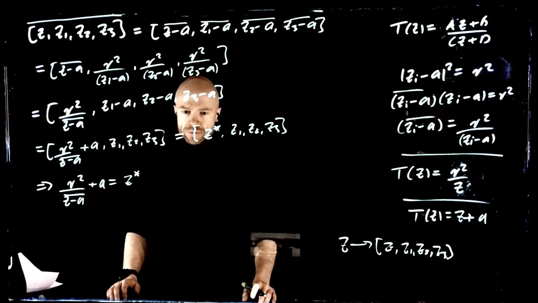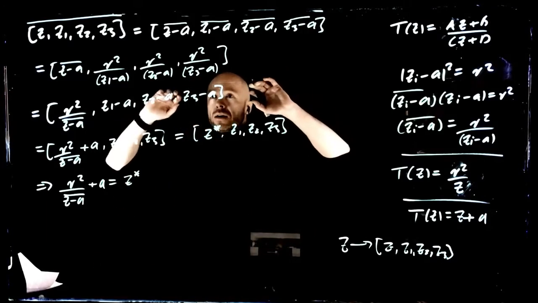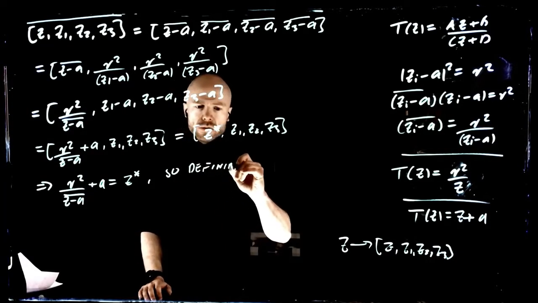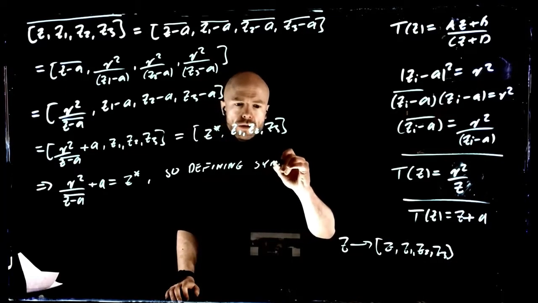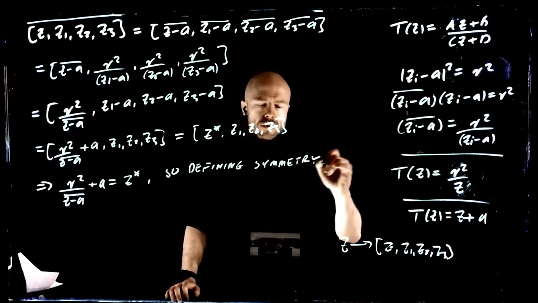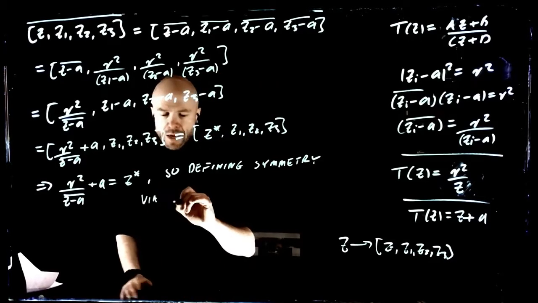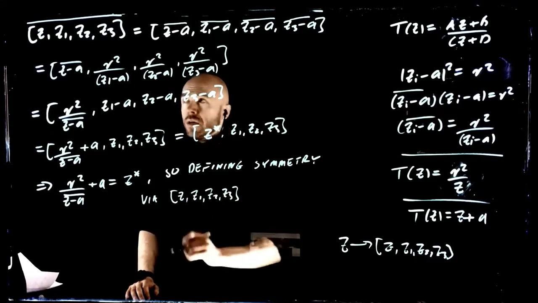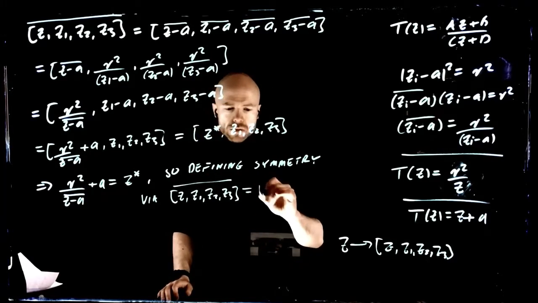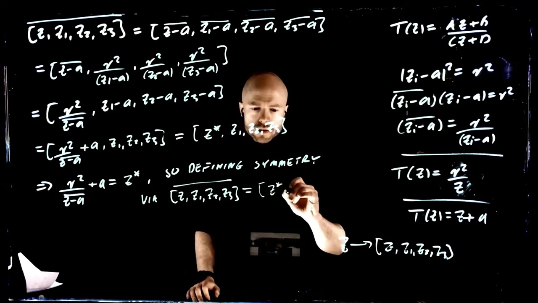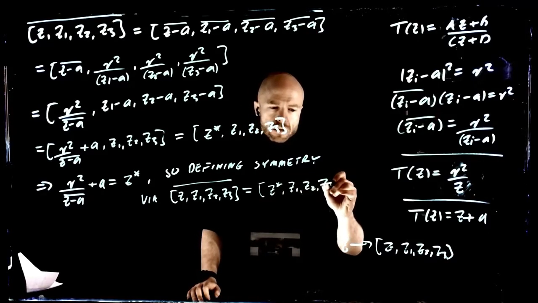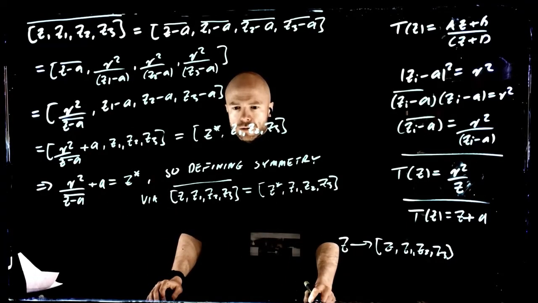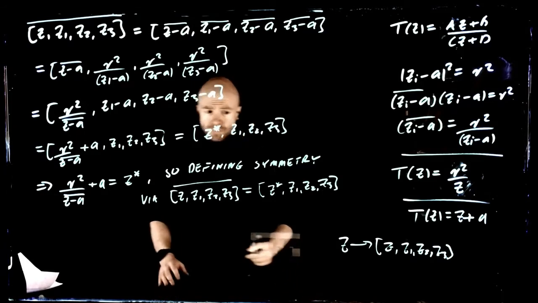Yeah? So defining symmetry via the claim that z1, z2, z3 complex conjugate is equal to this is indeed giving us exactly the notion of symmetry we expect. Okay, cool.